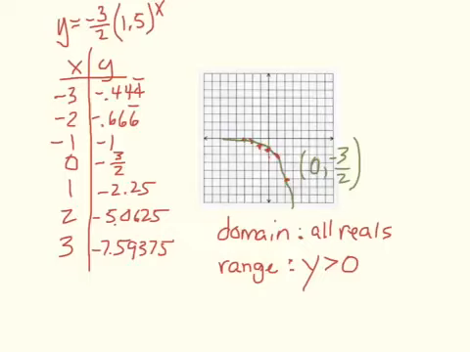to those. Notice here that the y-intercept is (0, -3/2). So that number out front must be the y-intercept. And for our domain, it's all the reals, and our range is the y's less than 0. This should be less than 0. There you go, less than 0.